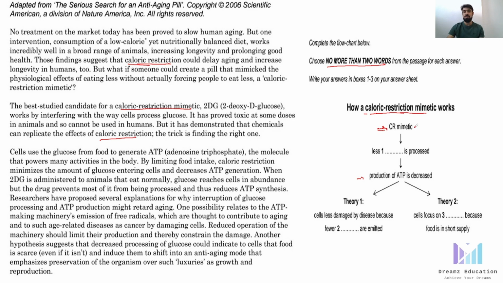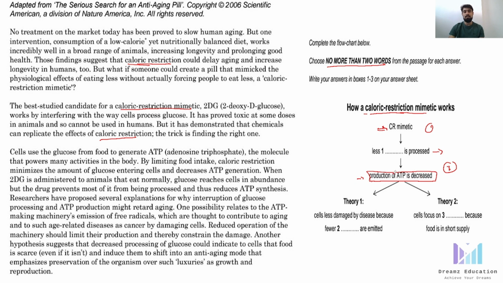What happens in a flowchart is that it comes in order, correct? The first step is this and the next step is this. Once you get to a particular place, you need to continue reading from that place until you find the next step. This is one more reference. Whatever you read between the first step and the third step, you will be able to find your answer in. Production of ATP is decreased.